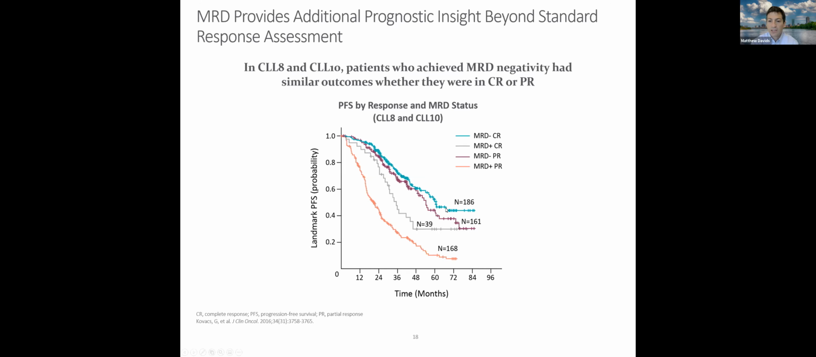So in other words, what this suggests to me is that actually the MRD test was a better predictor of the progression event rather than CR versus PR. And so I think that could be relevant for patients: when you reach the end of a time-limited treatment and you're in a partial response, you may actually still enjoy a very long remission if you've been able to achieve undetectable MRD.